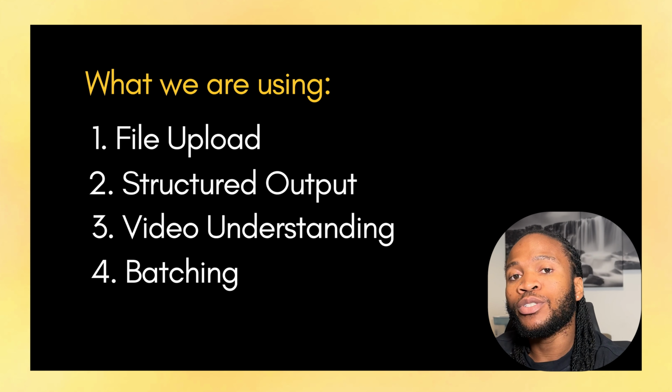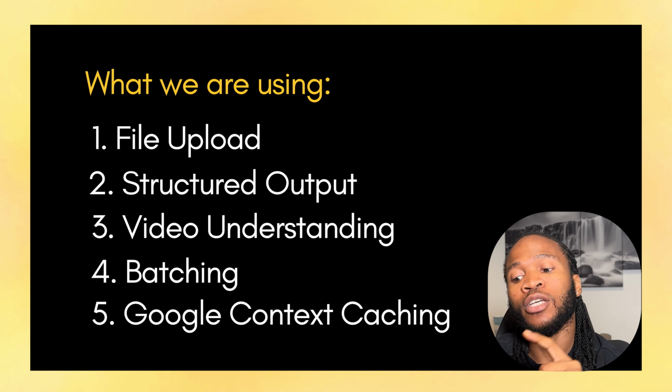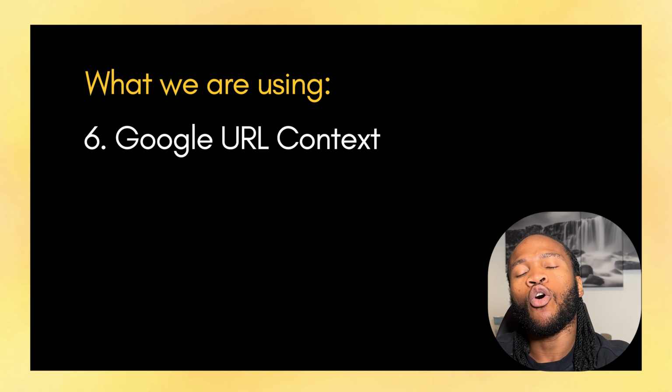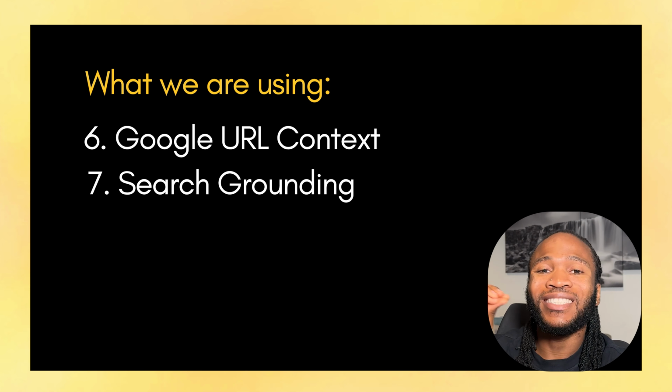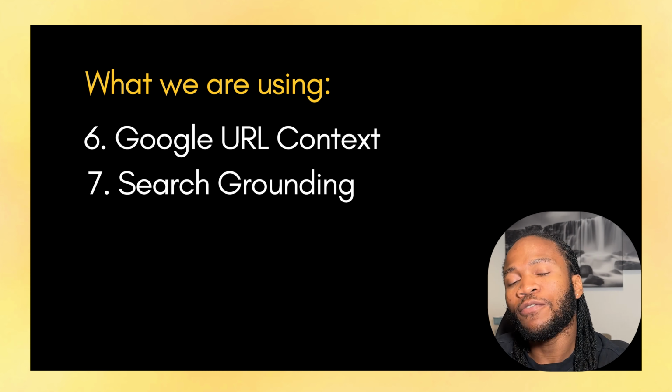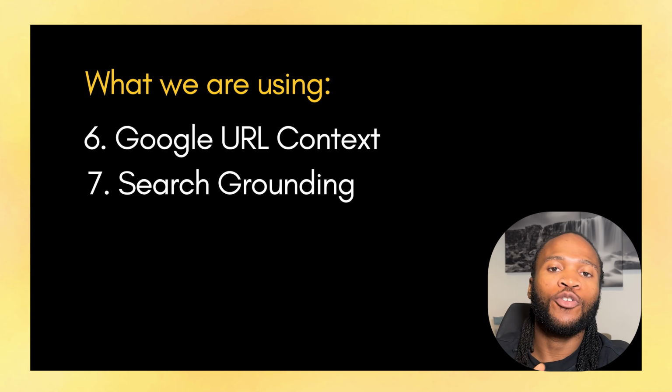We would also be using Google context caching. Say for example we keep analyzing the videos but we want to save cost, we would definitely be using that. And also the URL context and the grounding. Say for example we want to give the user direct information, say it's information about books that were mentioned in the video, we want the user to be able to click on a link and it takes them directly to where they could find the book.